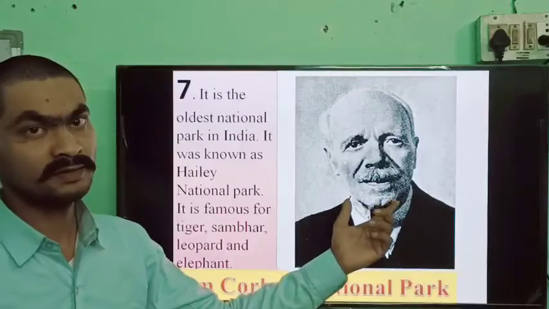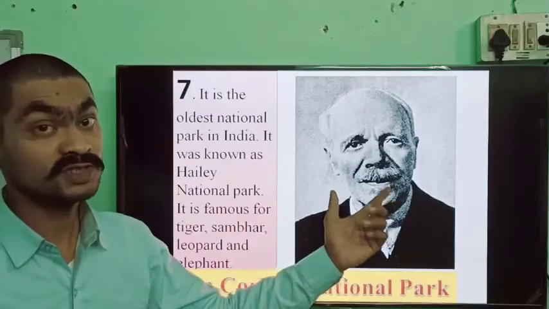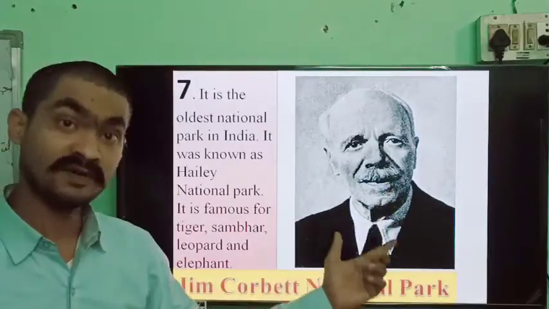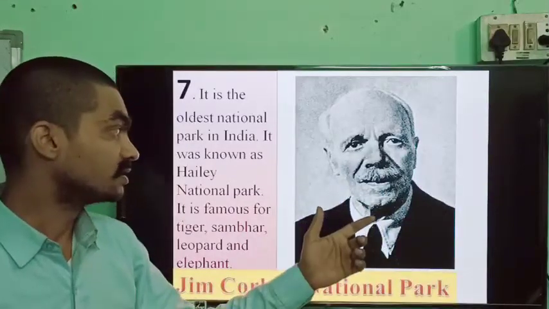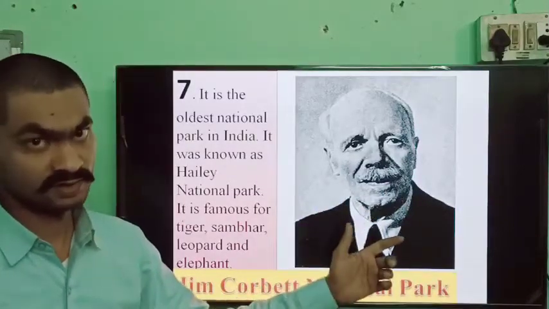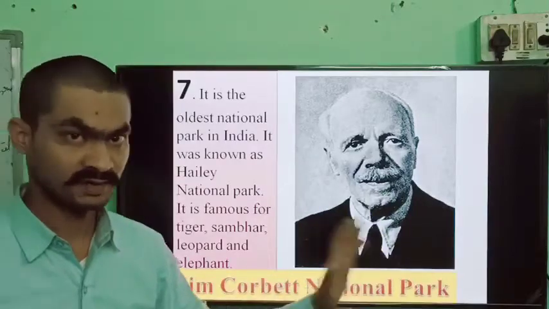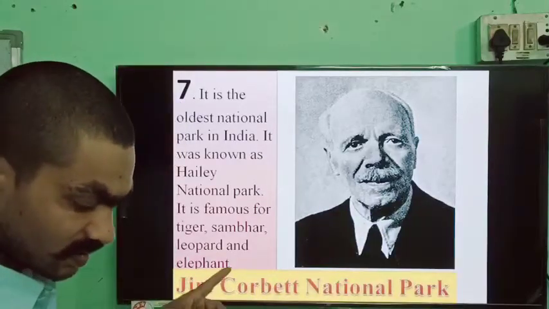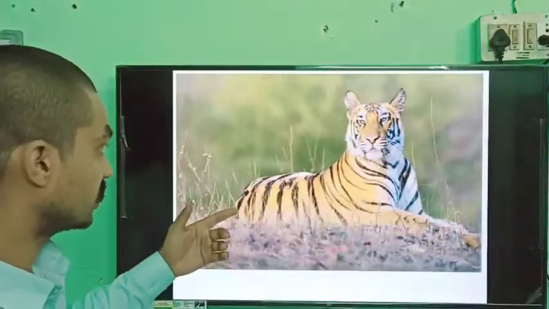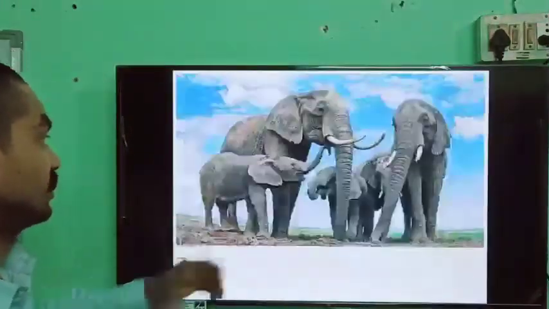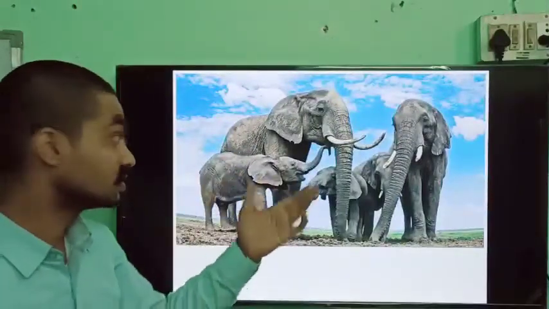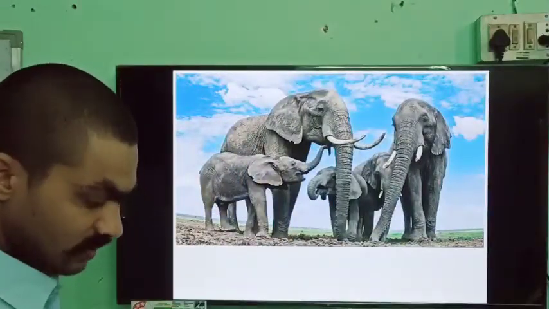And he was the man whose name was Jim Corbett. He lived in India for a long time. He hunted many animals there, and he was a very good hunter. Many animals he hunted. So it is called Jim Corbett National Park. The tigers you are seeing, sambar. This is leopard. Everybody knows this is elephant.